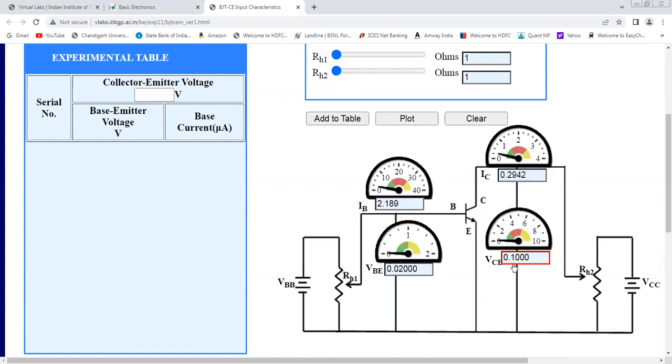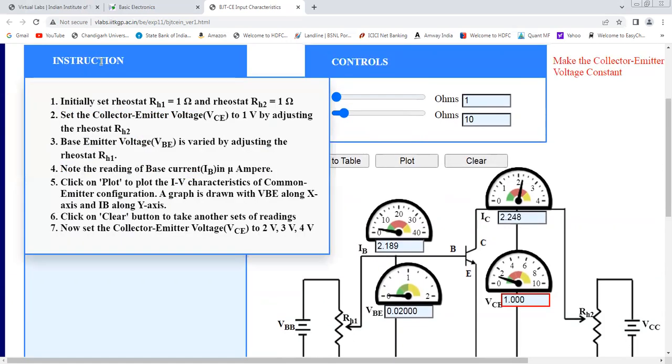Here initially it is 0.1. Okay, so we will vary this, and when it is 1, we will leave RH2. We will note down that value of RH2. So this is RH1. For RH2 having a value of 10, we have got this VC equal to 1 volt. Then for the next step, again we will see what the instruction is.